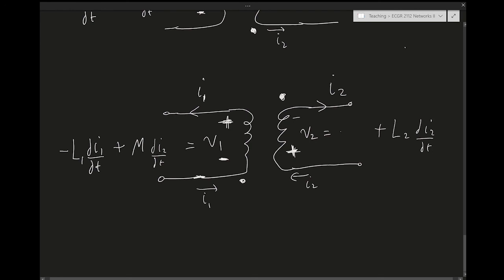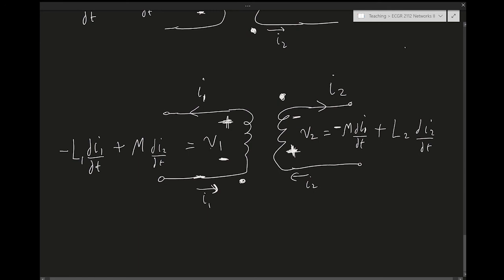And then what about the mutual term? M di1 by dt, how I1 affects the voltage at coil 2. Well, let's examine it again. I1 is going into the dot, so I1 is positive, that's fine. But that's not enough. We have to check the relationship of the polarity of V2 versus the polarity of the dot at coil 2. I1 is going into the dot, so I1 remains positive, but V2 has opposite polarity to the polarity of the dot at coil 2, so this introduces a negative sign.